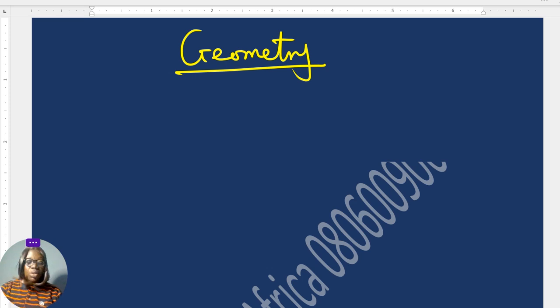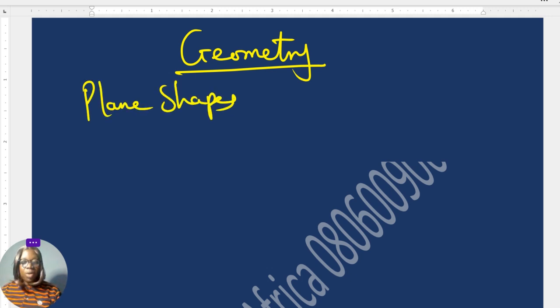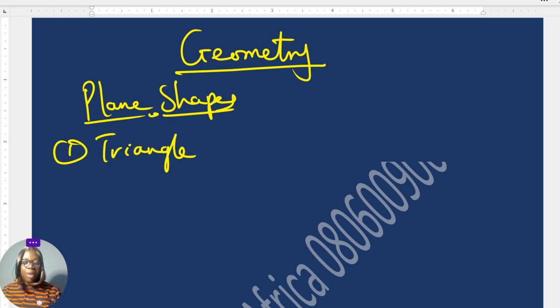This time we're going to learn geometry and some parts of geometry. In the lower classes you learned plane shapes. Plane shapes are part of geometry. Okay, we have different types of plane shapes. The first one is the triangle. And we all know that a triangle has three sides and three angles.